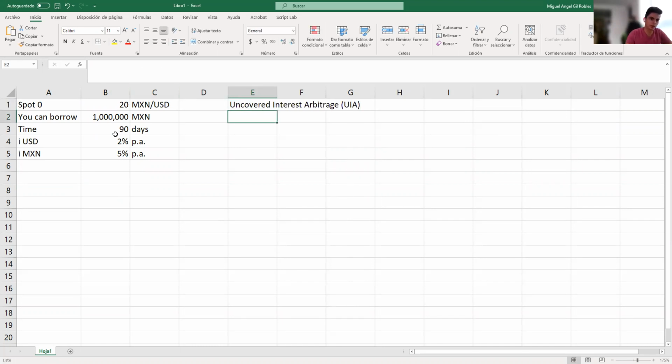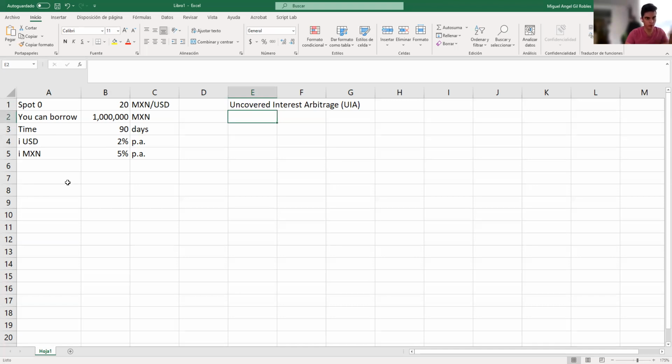So why is it uncovered? Well, if you take a look at the data that we have in here, the main difference is that we don't have a forward, and that's the essence of the uncovered interest arbitrage. We are not going to use a forward. That was something different because in the CIA strategy, we did have a forward. The forward was used in the last part of the rectangle. I hope that you remember that we used the forward when we wanted to come back. But in here, we don't have the forward.